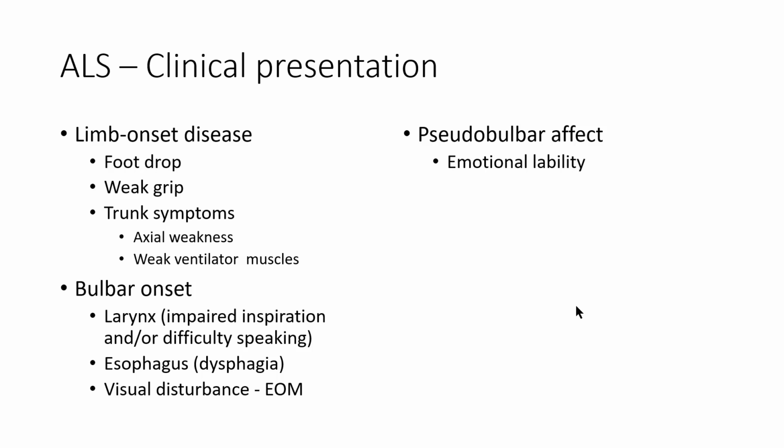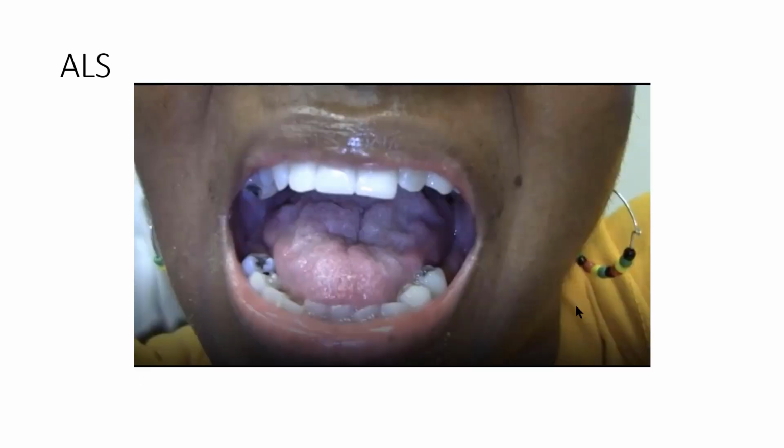And so if it affects the motor neuron transmission to the cranial nerves, you're going to have problems with speaking, swallowing, and then visual disturbances as it affects the nerves associated with the extraocular muscles. One other thing is the so-called pseudobulbar affect, and this is emotional lability, or one minute being peaceful and happy and the next minute being angry or upset or very sad, this kind of up and down emotional component.